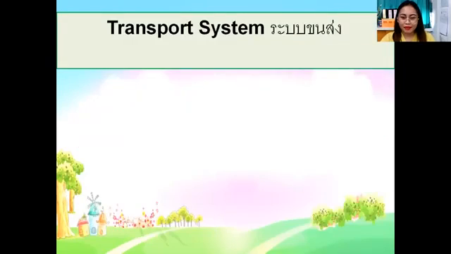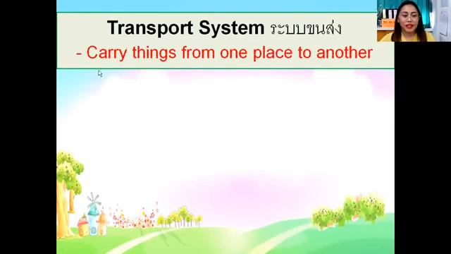Transport system. Again, transport system. Can you read the word in Thai? Thank you. What is transport system? Transport system carry things from one place to another. Again, carry things from one place to another.